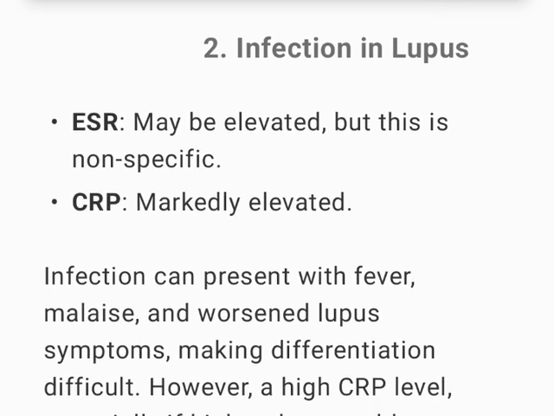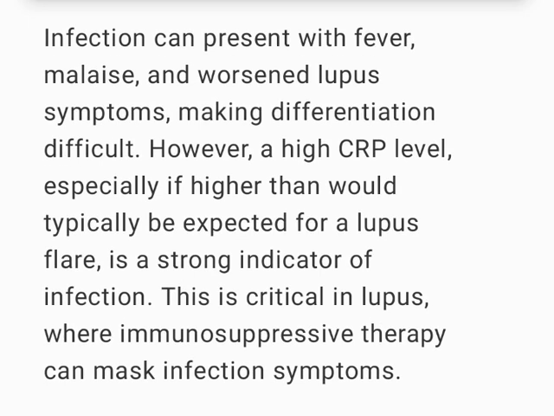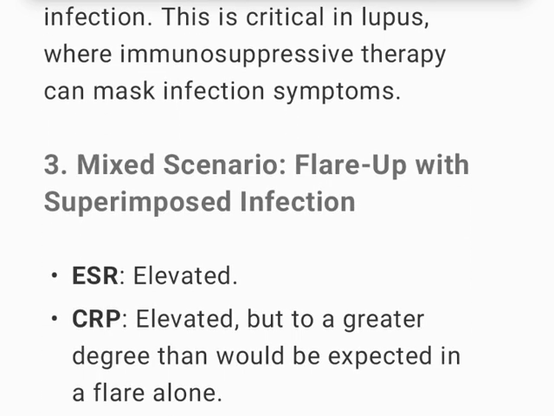2. Infection in lupus. ESR may be elevated, but this is nonspecific. CRP, markedly elevated. Infection can present with fever, malaise, and worsened lupus symptoms, making differentiation difficult. However, a high CRP level, especially if higher than would typically be expected for a lupus flare, is a strong indicator of infection. This is critical in lupus, where immunosuppressive therapy can mask infection symptoms.